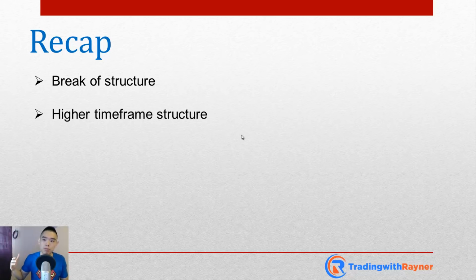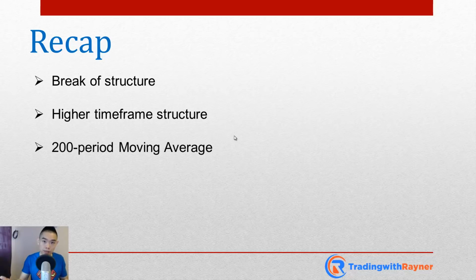Number two, I spoke about referencing the higher time frame structure. Where are you in the big picture? Are you coming into a long-term strong support, resistance, trendline, channel, etc.? That is something you want to be aware of as well. And the third thing we spoke about is how you can use the 200 MA to identify trend reversal and to help you trade alongside the right side of the trend. That's a mouthful. To identify trend reversal and to trade with the trend.